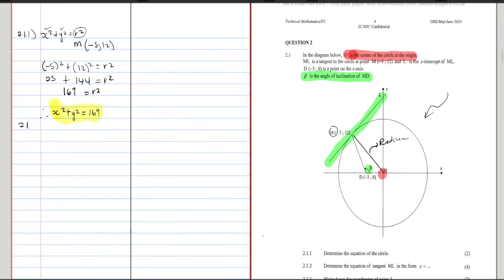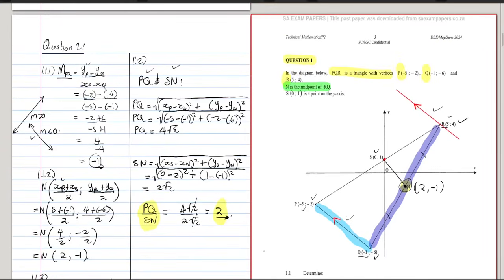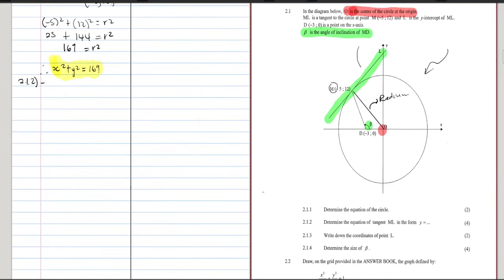Next question, 2.1.2. Determine the equation of the tangent ML in the form y equals mx plus c. So we need an equation for a straight line. You still remember question 1, where we had to find an equation for a straight line. We are given another case where we have to find another equation of a straight line. This time around it's a tangent. Again, the tangent is a straight line.